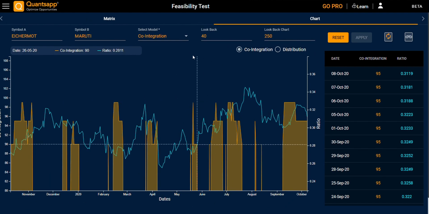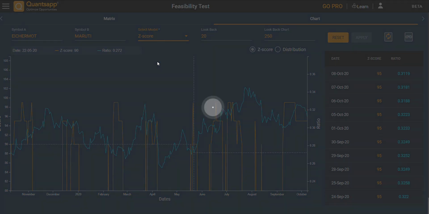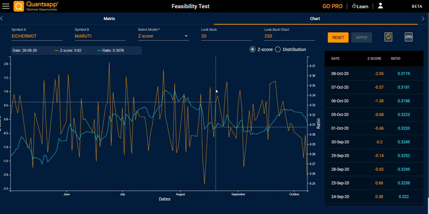Moving ahead, we can also select another model. We can take correlation, advanced co-integration, and the z-score. As we can see, the orange line gives the z-score, and the blue line gives us the price ratio.